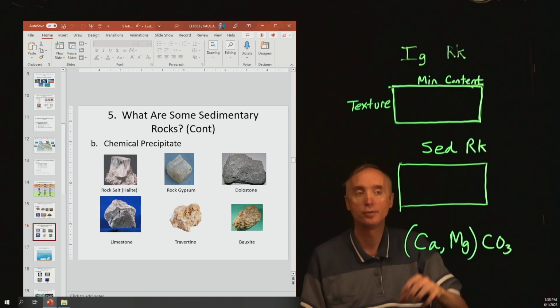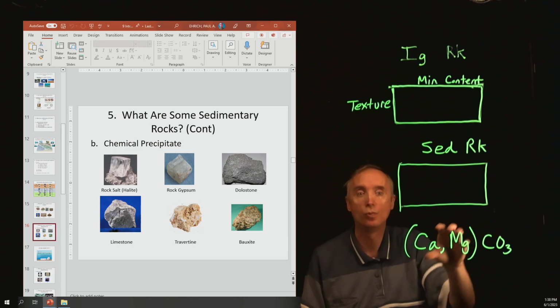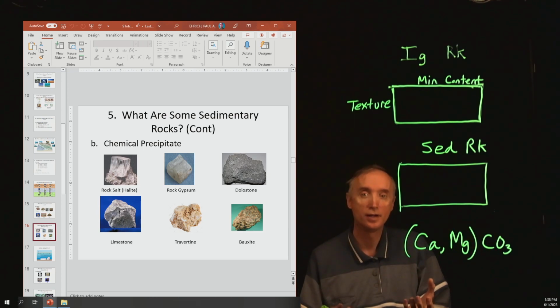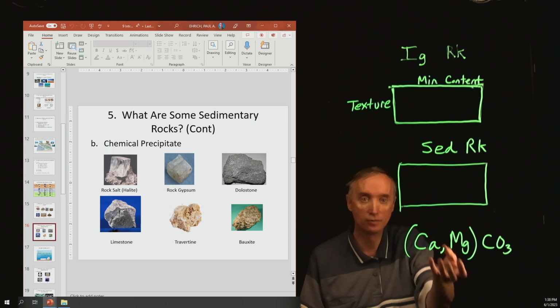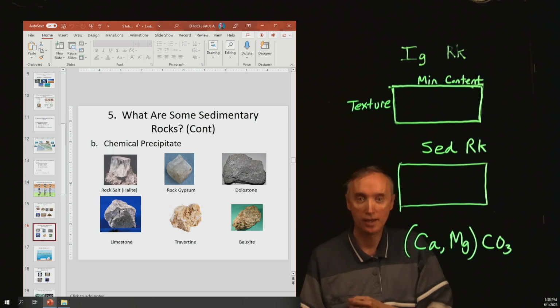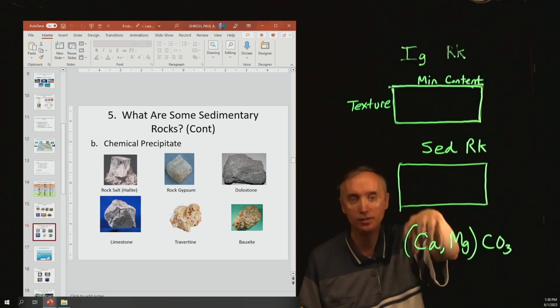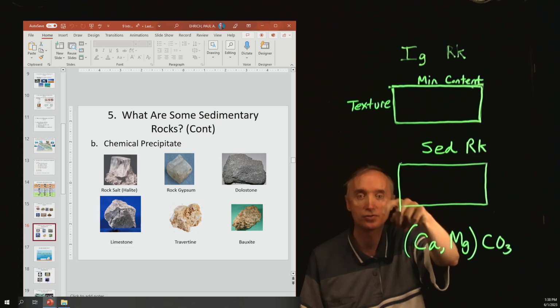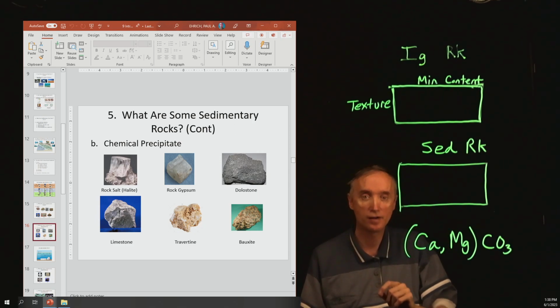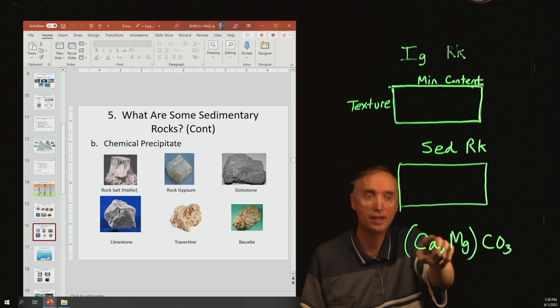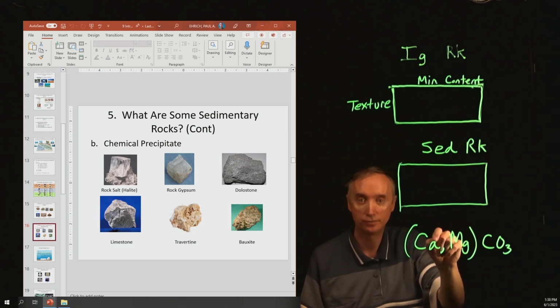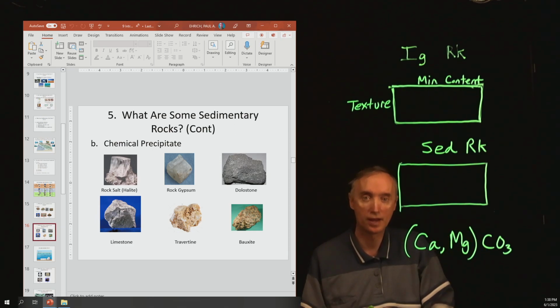Another thing that can happen with calcite is once it forms, it can be dissolved away, and that makes a cave. And then when new calcium carbonate comes back into the cave, it makes travertine. So travertine is also made of calcium carbonate, but we just don't call it that. Instead, we call it travertine.